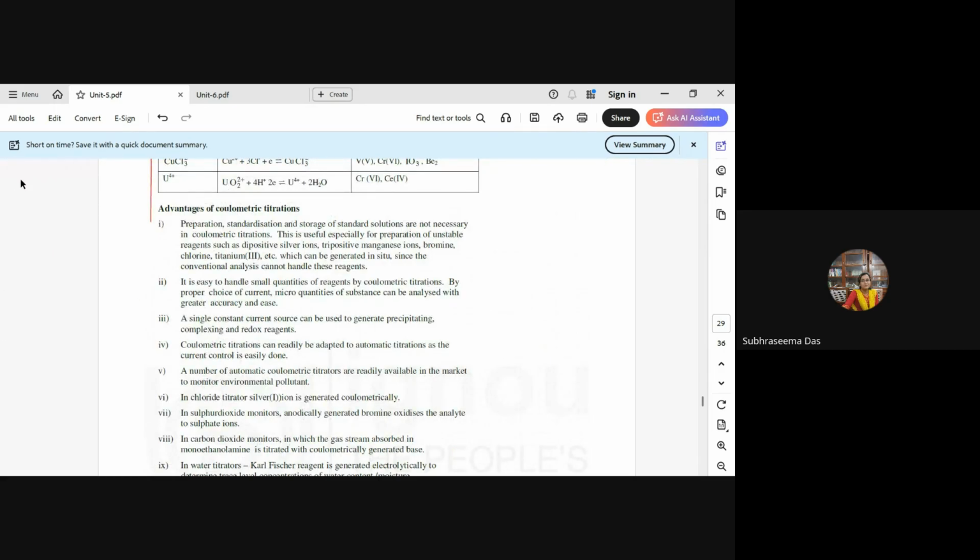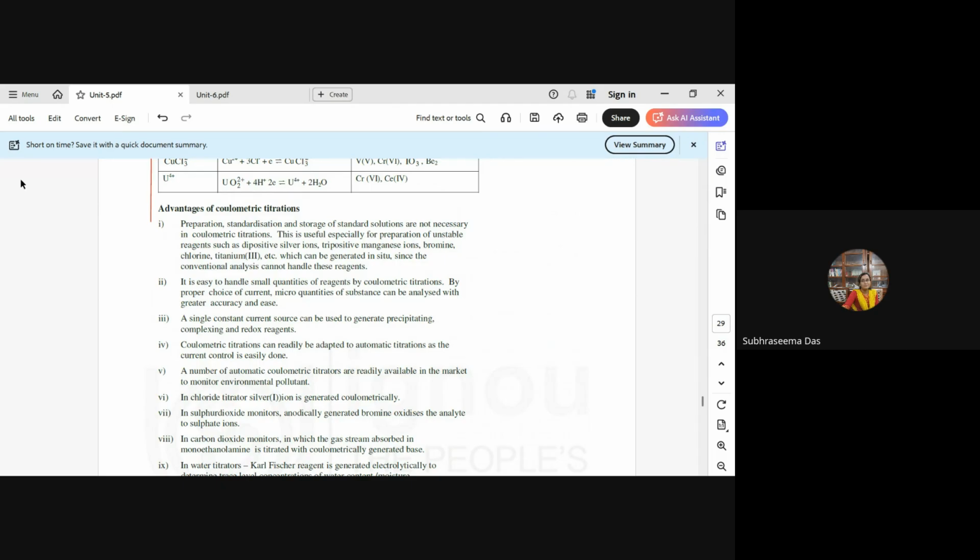Then coming to the advantages of coulometric titrations, the preparation, standardization and storage of standard solutions are not necessary in coulometric titrations. This is useful especially for preparation of unstable reagents such as dipositive silver ions, tripositive manganese ions, bromine, chlorine, titanium, etc., which can be generated in situ, since the conventional method cannot handle this type of reagents.